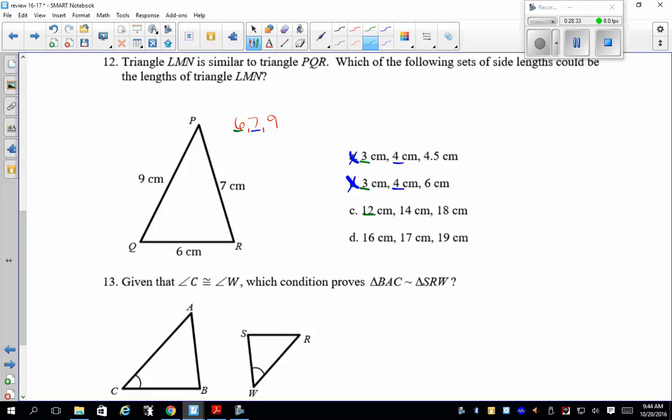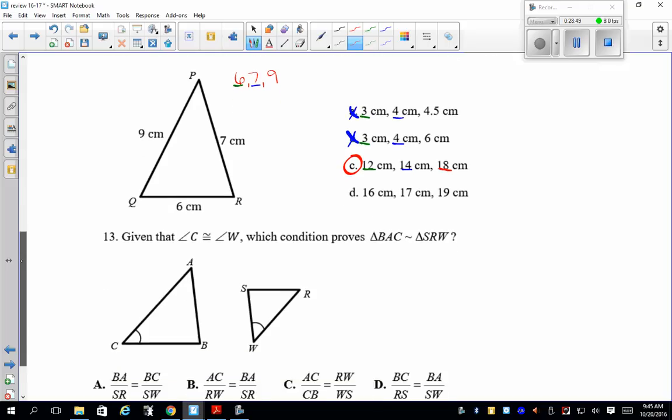C, 6 to 12 is times 2. 7 to 14 is times 2. And 9 to 18 is also times 2. So it looks like that's going to be my answer. If you checked D, you would see that it doesn't work. Not the same ratio.